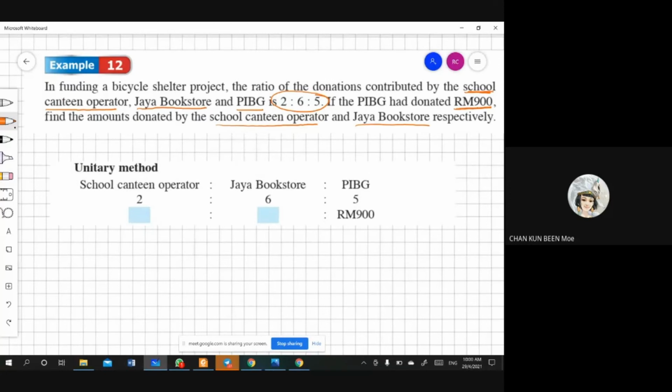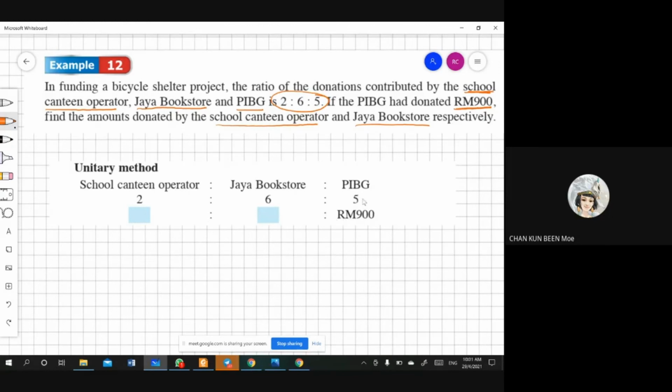So you can see the ratio from school canteen operator to Jaya Bookstore to PIBG. It is 2, 6, 5 from the top here. Then you're given that PIBG donated 900 ringgit. So we replace it here. This is a donation of 900. We need to find how much Jaya Bookstore and the school canteen operator donated. So to find out using the unitary method, we are going to use the value that is given here, the one that is complete.